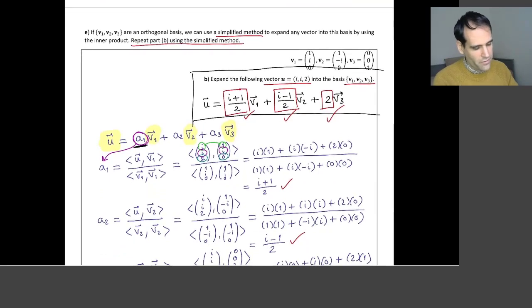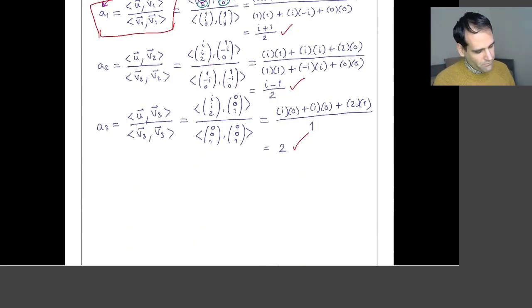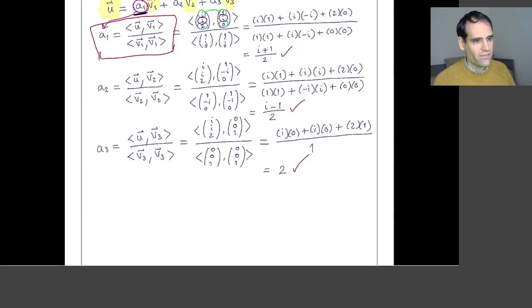And finally, we repeated part B of expanding a vector into a basis, but using this simplified recipe, which only works if the basis is orthogonal. Since we proved that this basis is orthogonal, this recipe works. And the beauty of this recipe is that every coordinate, every component a1, depends only on the vector v1. It doesn't depend on the others. That's thanks to the fact that they are an orthogonal basis. Okay, so that solves the problem. Thank you very much for listening.